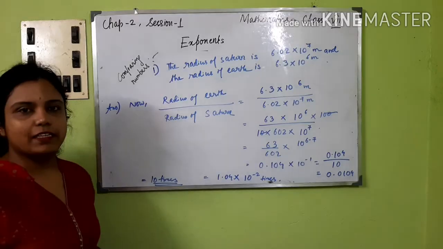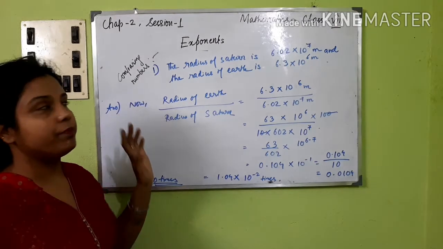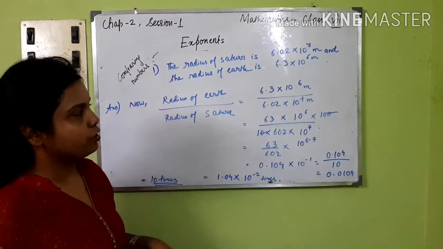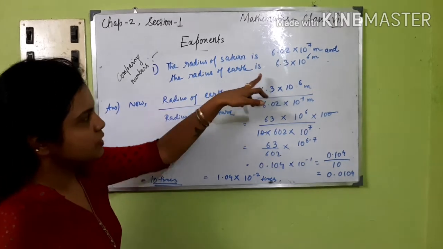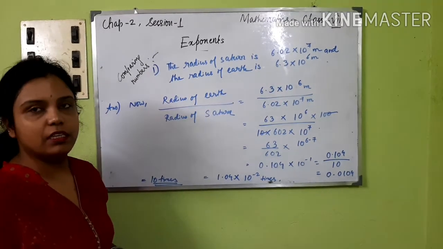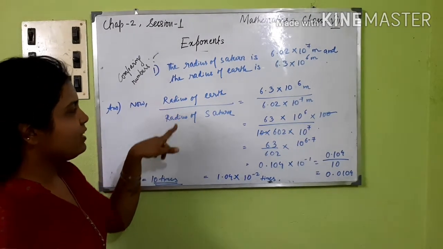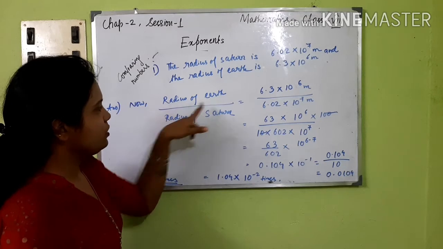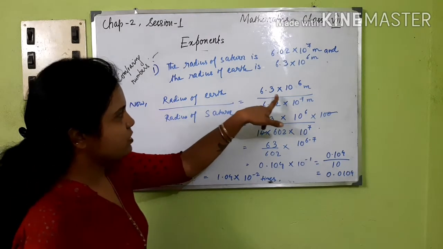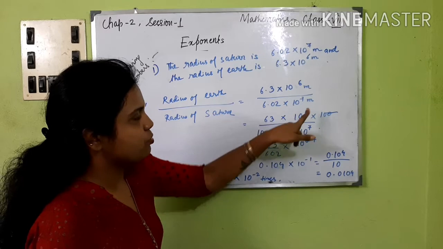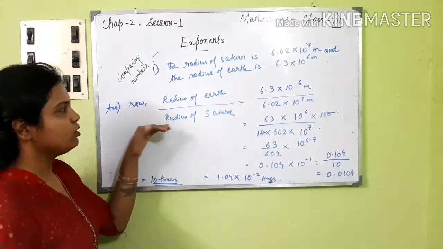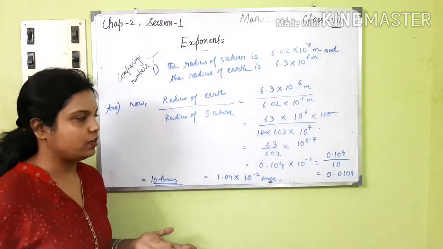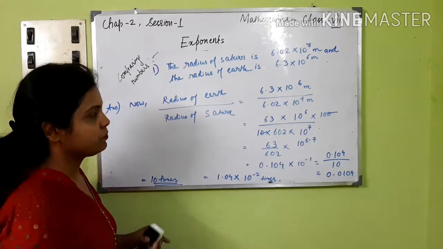Okay. Next, I have taken comparing two numbers. Now, the radius of Saturn is 6.02 into 10 to the power 7 meter and the radius of Earth is 6.3 into 10 to the power 6 meter. Okay. So, what I did is I have taken it in the division form. Radius of Earth by radius of Saturn is equal to 6.3 into 10 to the power 6 by 6.02 into 10 to the power 7. You might be asking why not radius of Saturn on top and radius of Earth below. You can do the same thing, doesn't matter. Okay, answer will be same.